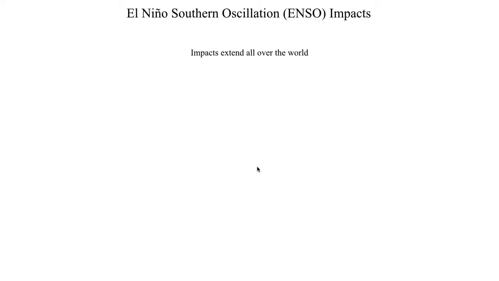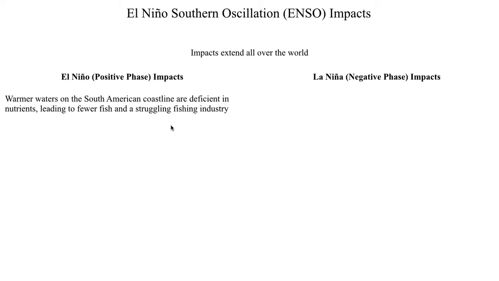And the impacts of this pattern do in fact extend all over the world, but you could make a good case that most of the impacts concern the continents of Asia, Australia, South America, and North America, because those are the continents that border the Pacific Ocean where this pattern occurs. Also, I mentioned in the previous segment how most of these oscillation patterns have a positive phase and a negative phase. The El Nino pattern is considered to be the positive phase, and the La Nina pattern is considered to be the negative phase of the oscillation.